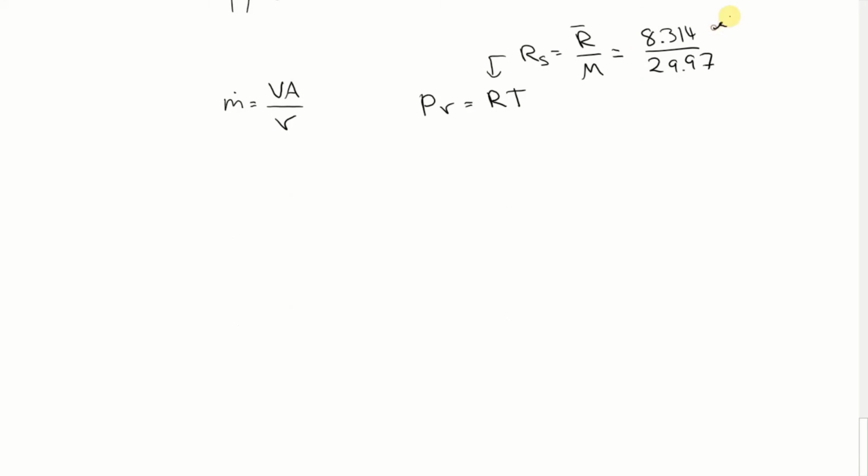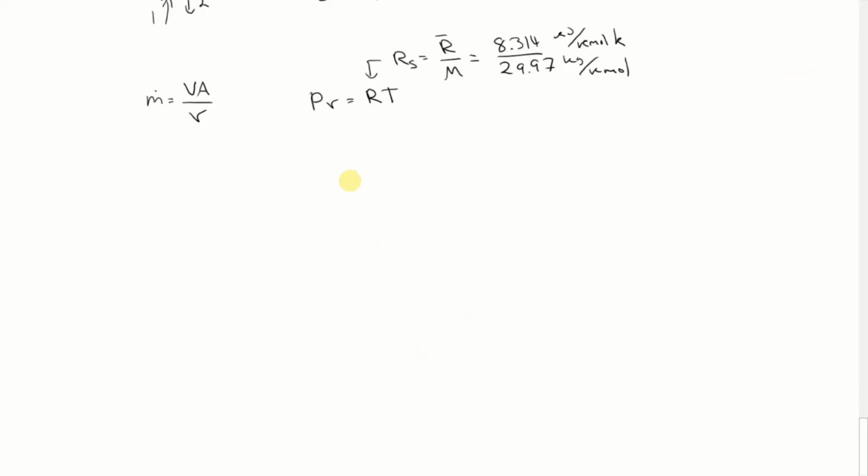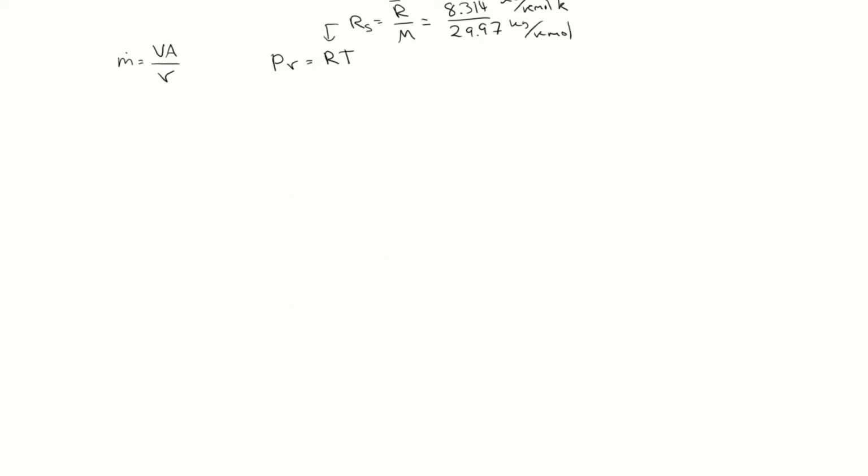This is kilojoules per kilomole Kelvin, and this is kilograms per kilomole. Oh, my mistake. Okay. So this means our specific volume is RT over P, which is 8.314. And remember, we're specifically looking for our specific volume at state 1 because that's where we know our volumetric flow rate.